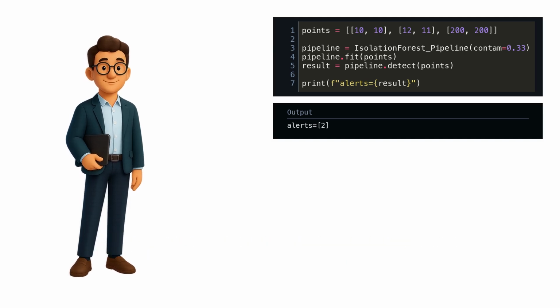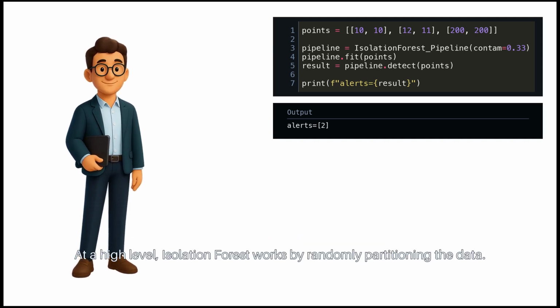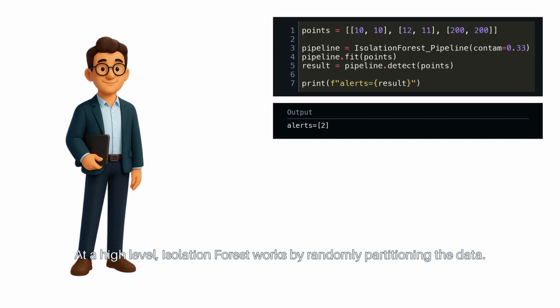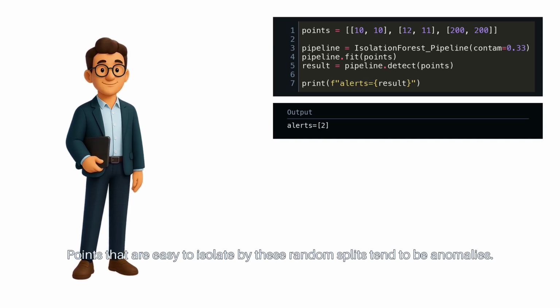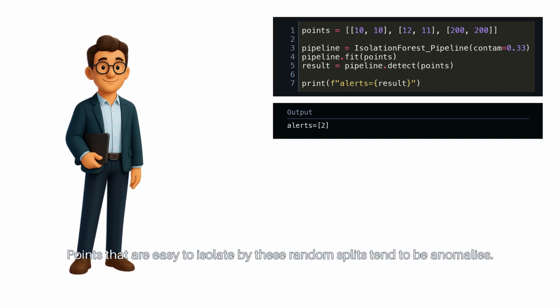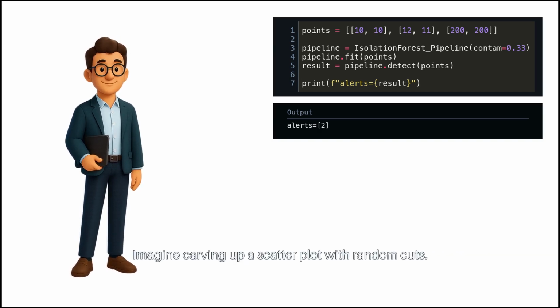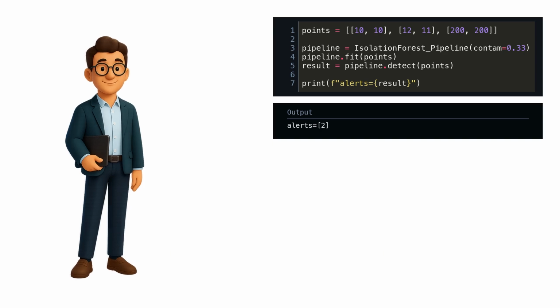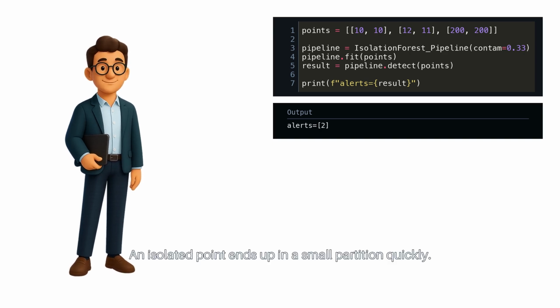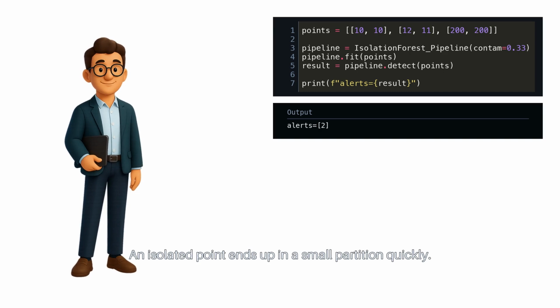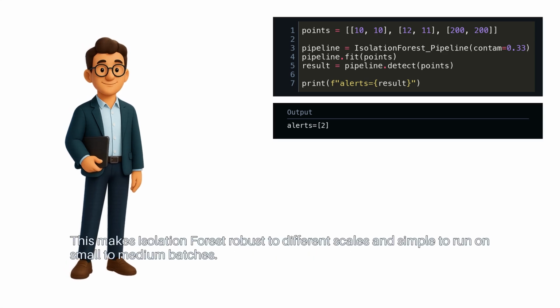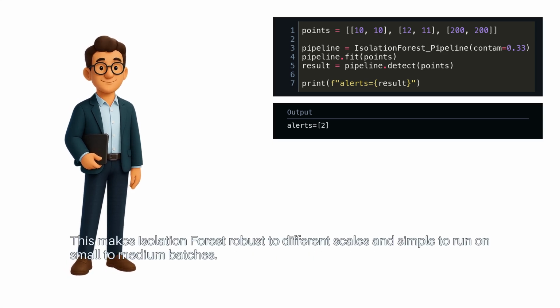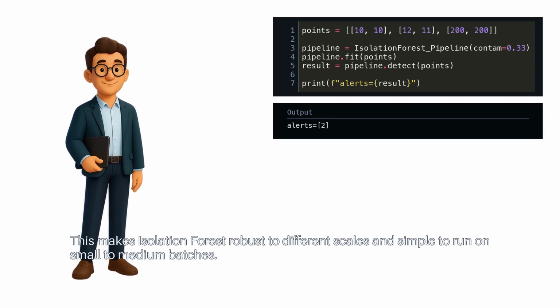for alert volume. At a high level, IsolationForest works by randomly partitioning the data. Points that are easy to isolate by these random splits tend to be anomalies. Imagine carving up a scatter plot with random cuts. An isolated point ends up in a small partition quickly. That shortness is what the model measures. This makes IsolationForest robust to different scales and simple to run on small to medium batches.